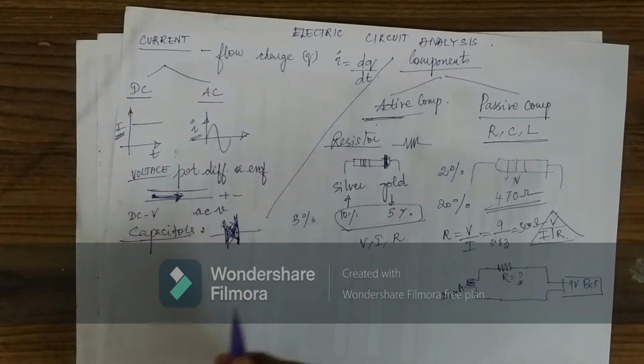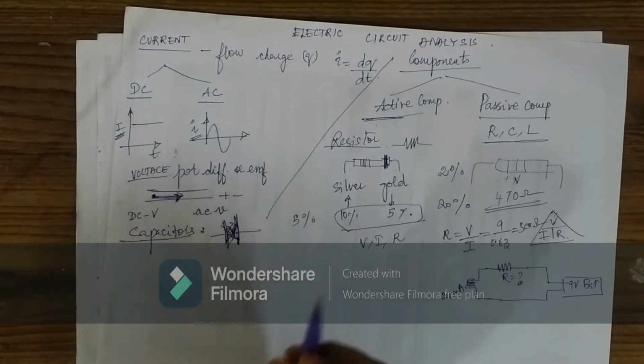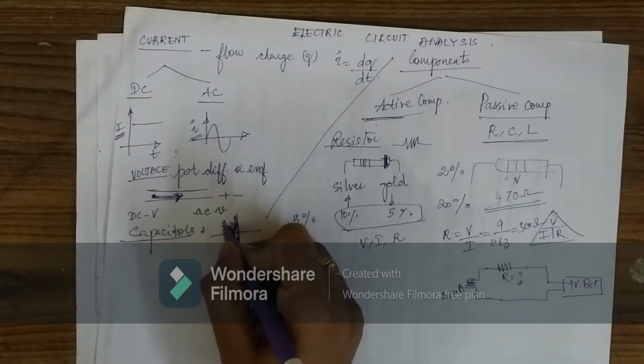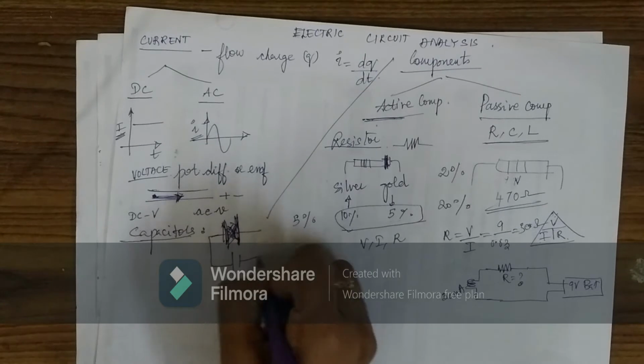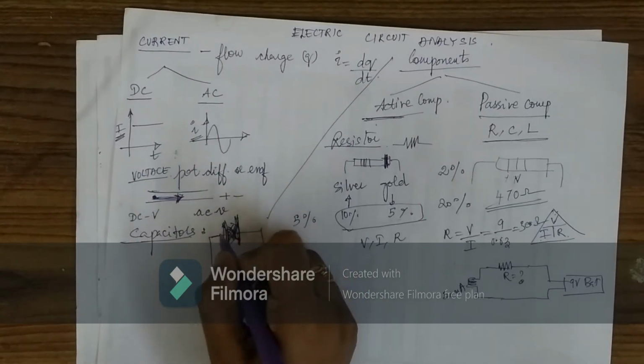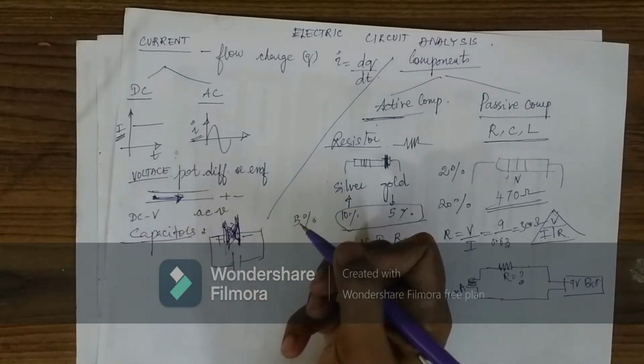A capacitor stores energy in the form of an electric field. It produces a potential difference across these two plates. So if a battery is connected between them, it produces positive charges and negative charges.